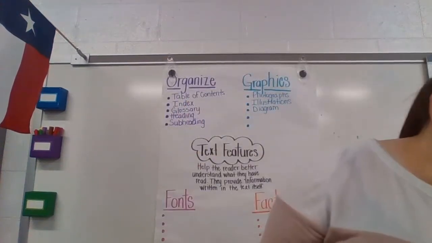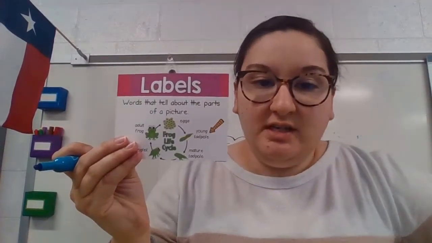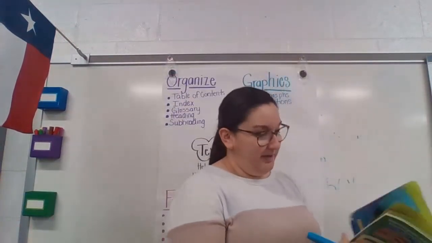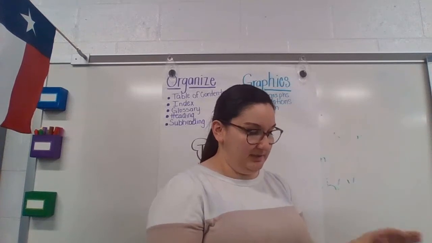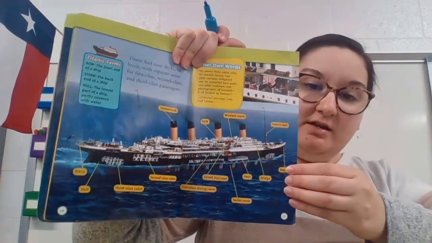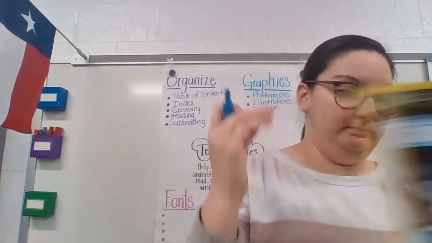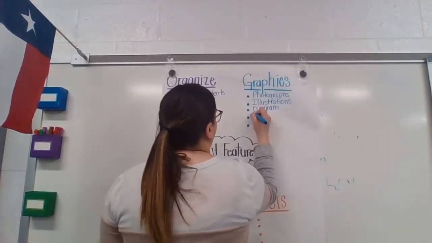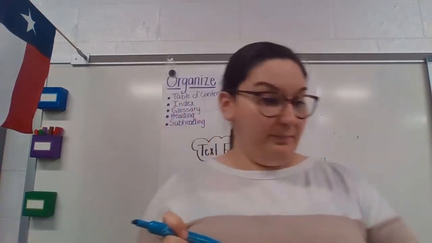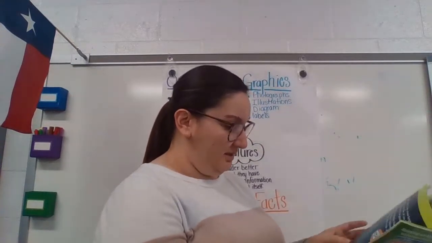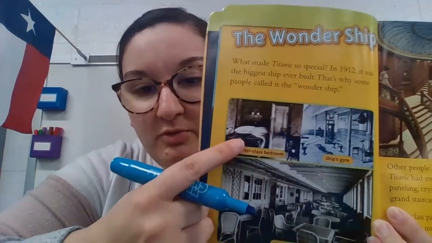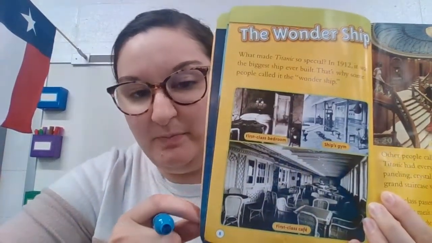We also have labels, and those are words that tell about the parts of a picture. So not only do we have diagrams, but we also have labels that are showing us specific parts of our picture. Okay, so this is showing us the different parts of the Titanic. So labels. Like in this book, it even has a real simple, just one label. It's labeling what's in the picture. Okay.